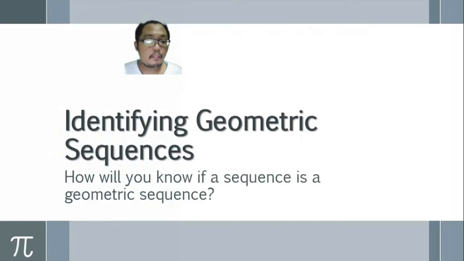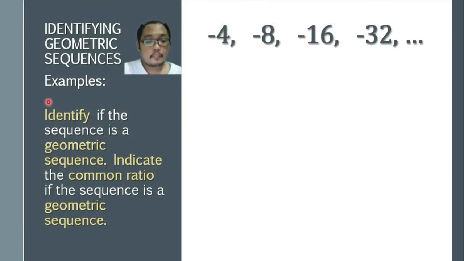And now, let us proceed with the next part of this video, identifying geometric sequences. And here is an example. Identify if the sequence is a geometric sequence and indicate the common ratio if the sequence is a geometric sequence. So you have learned from the definition that in order for a certain sequence to be a geometric sequence, there must be a common ratio.